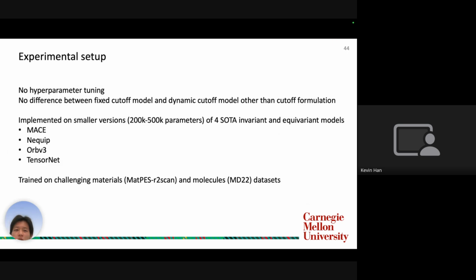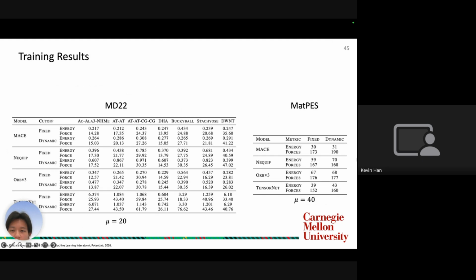Alrighty, so the experimental setup: we implemented this on four smaller MACE, SevenNet, or TensorNet models. We did absolutely zero hyperparameter tuning, just to show the plug and play nature of the dynamic cutoff. And then we tried this on the MatPES and the MD22 datasets.